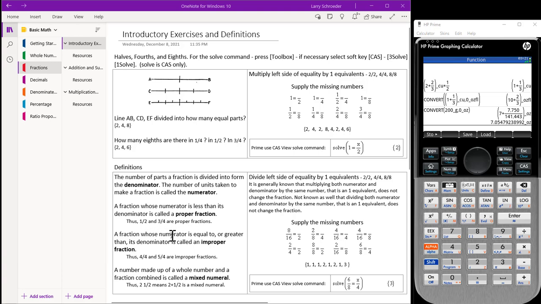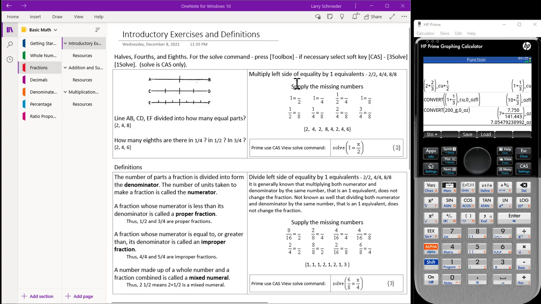A fraction whose numerator is equal to or greater than its denominator is called an improper fraction. Thus, 4/4 and 5/4 are improper fractions. A number made up of a whole number and a fraction combined is called a mixed numeral. Thus, 2 1/2 means 2 plus 1/2 and is a mixed numeral.